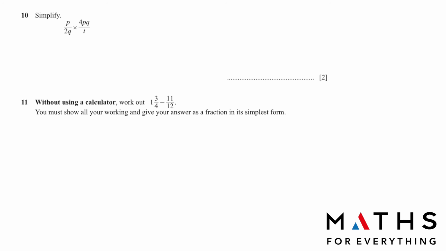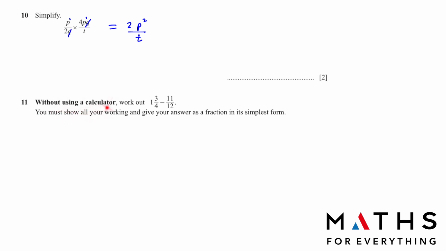Question number 10. Simplify. You need to know your indices rules and simple simplification. First, always take the numbers: 4 divided by 2 is 2. Then p multiplied by p will become p squared. When we multiply and the base is the same, we add the powers. If there is no power, there is 1. There is no t, so that will remain the same. And the q will get cancelled. So this is the answer.